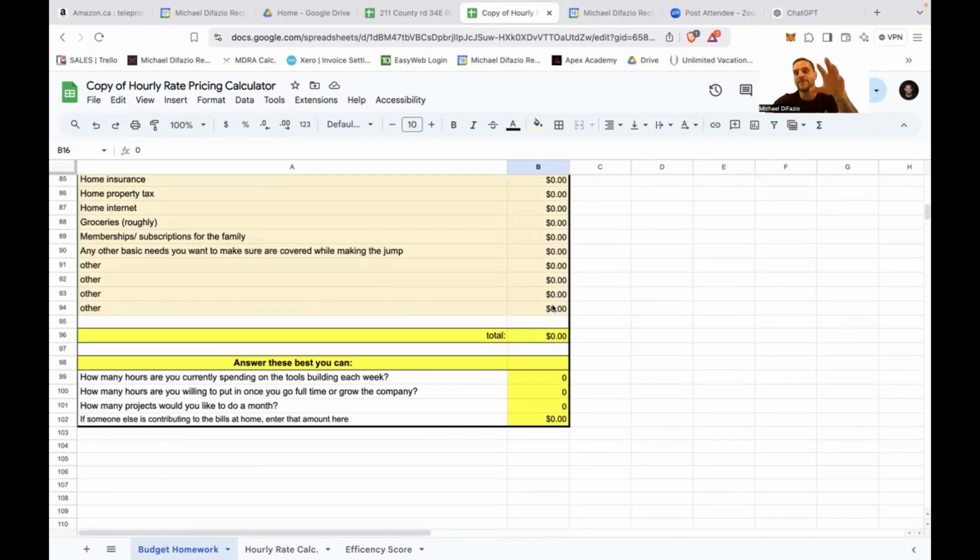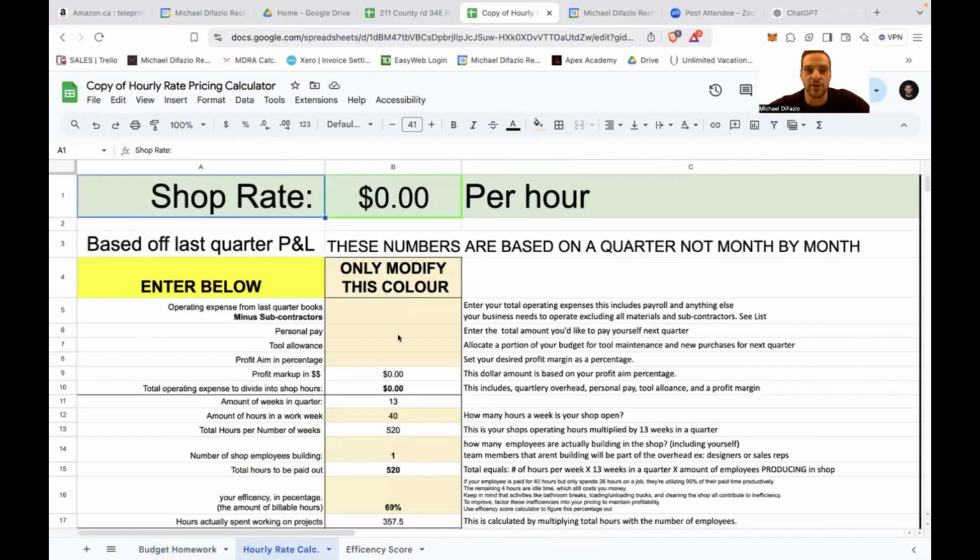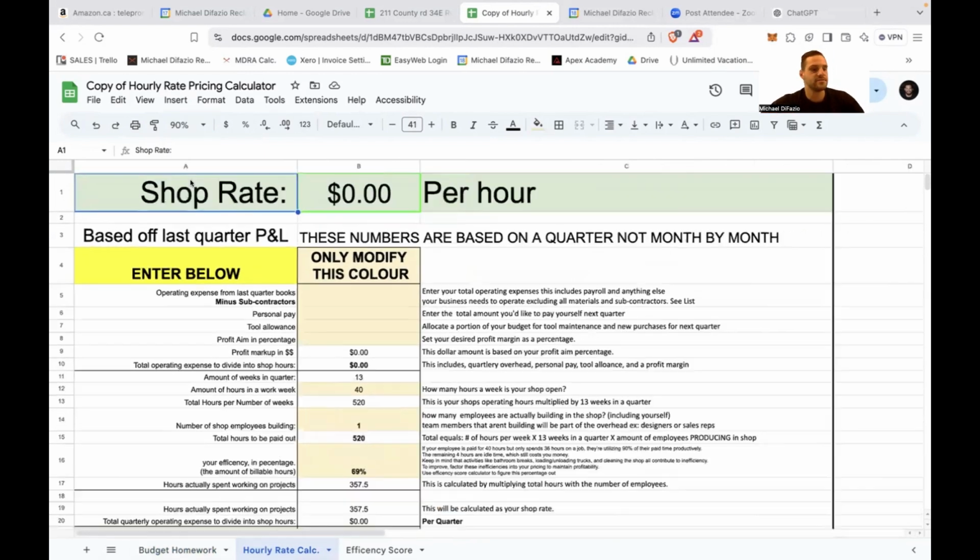Okay, so enter this information. This will give you a good idea of what you need to bring in every month to make sure that you are covering your bills, covering your ass, right? There's going to be the money that you bring in to cover the bills in the shop, and then there's going to be the money that you need to bring home so that you can spend at home, like groceries, rent, things like that. So once you have that all figured out, we're going to go over to the hourly rate pricing calculator. I'm going to go through this entire thing. That way you guys know exactly how to use this.